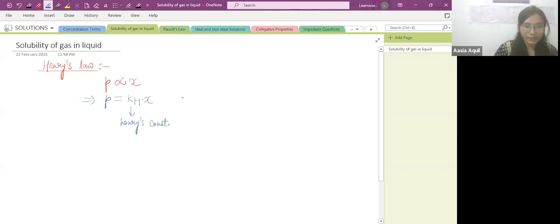KH is inversely proportional to solubility. Just remember it. KH is inversely proportional to solubility. So what does it mean? Higher the value of KH at a particular temperature, lower is the solubility. And vice versa. Okay, and KH is directly proportional to temperature. The more the temperature, the more the KH value.